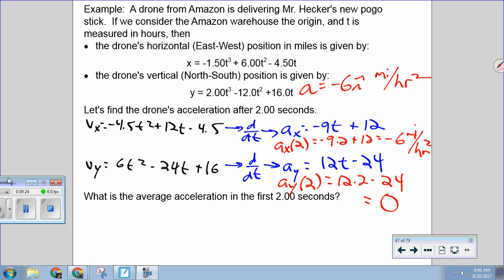All right, now, average acceleration. I'm not going to do it right away. Take a second and see if you can figure out how we would find the average acceleration for the first 2 seconds. Average acceleration for the first 2 seconds.